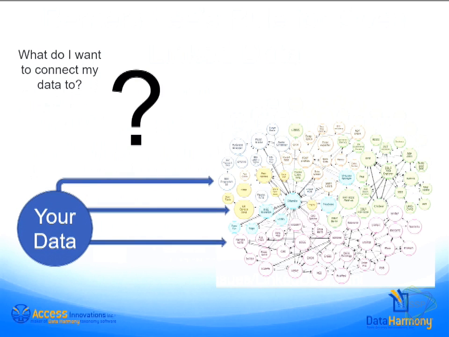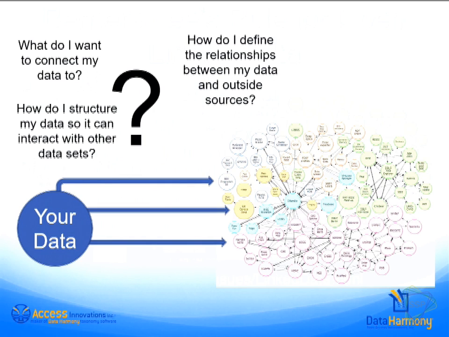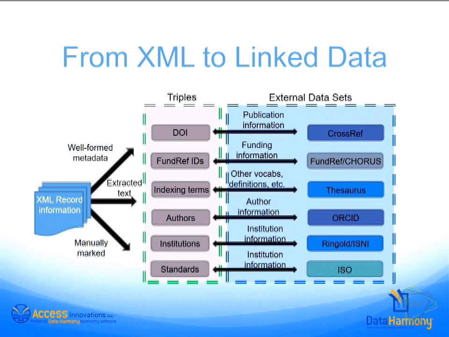So what we need to do is connect your data and decide what you need to connect it to, what of those will be inside links and what will be outside links. And you can choose to connect to both, which is the more likely implementation. So, and here's an example of how that works.